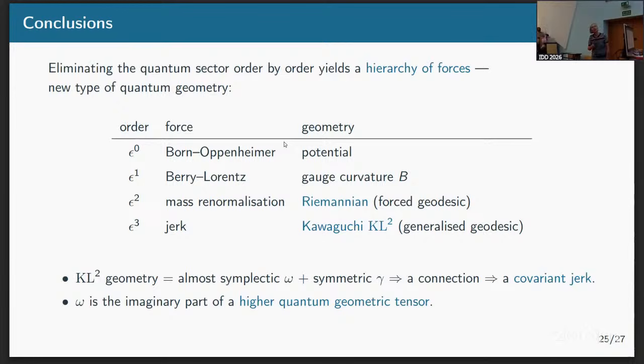So what we learned from the Kawaguchi understanding of our cubic correction of the action in the geometric sense is that we have an almost symplectic structure and some symmetric function which induces the connection on our manifold, and then this covariantizes jerk.